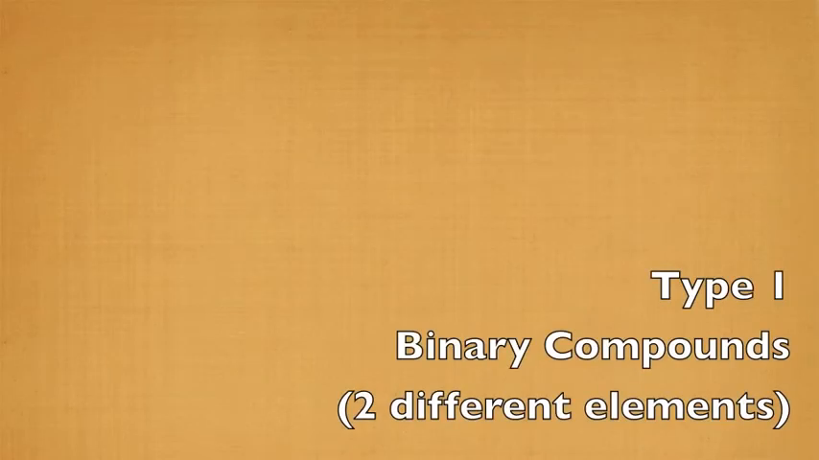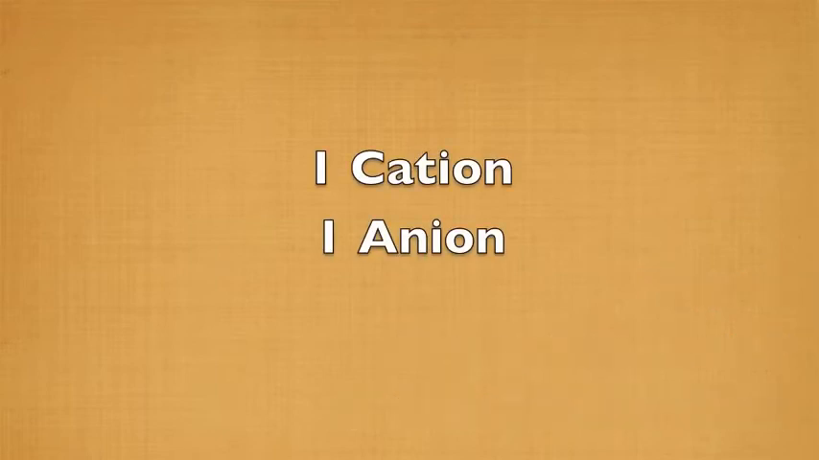Now that we understand the basics of the periodic table, let's begin naming some simple compounds. We will start with binary compounds, compounds composed of two different elements. They contain a positive ion, a cation, and a negative ion, an anion.